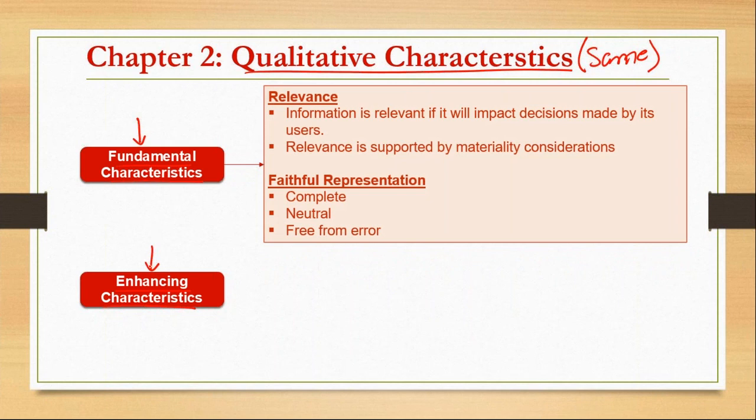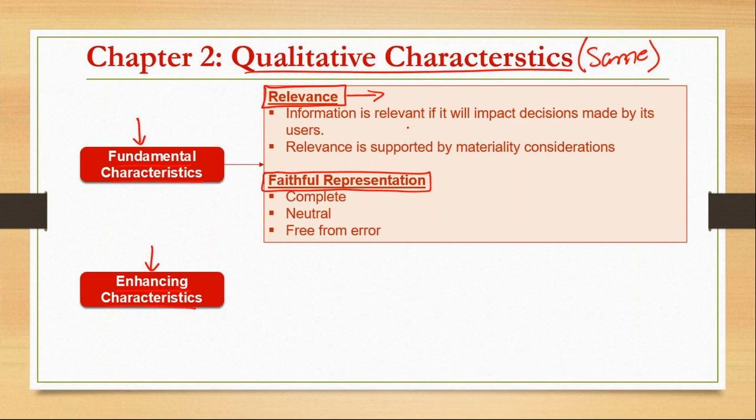Now, there are two fundamental characteristics. The first is relevance, and the second is faithful representation. Relevance means that all information which is relevant to the decision maker should be given in the financials, and any information which is not relevant should not be given. So only relevant information, and all relevant information, should be given in the financial statements. This is the core objective of this characteristic.